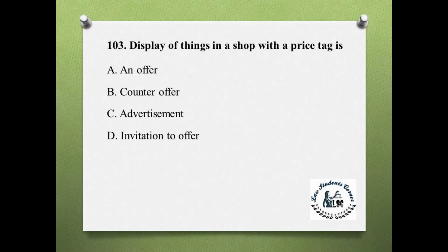Question number 103. Display of things in a shop with a price tag is option A an offer, option B counter offer, option C advertisement, option D invitation to offer. Correct answer is option D invitation to offer.